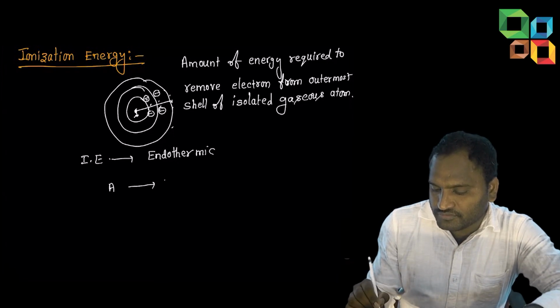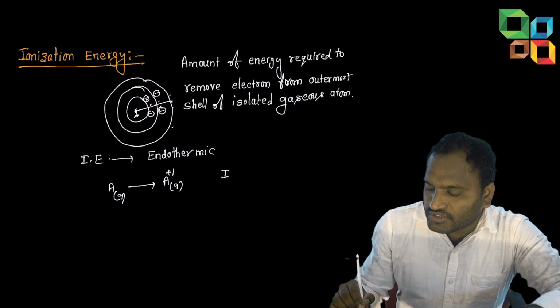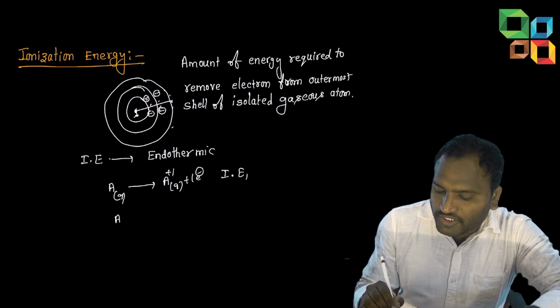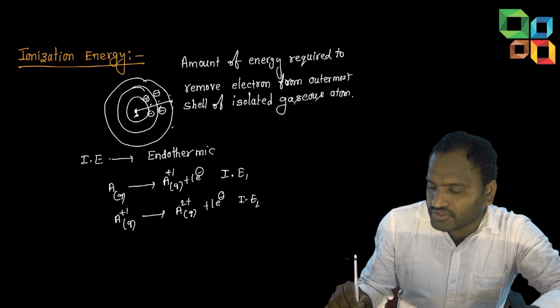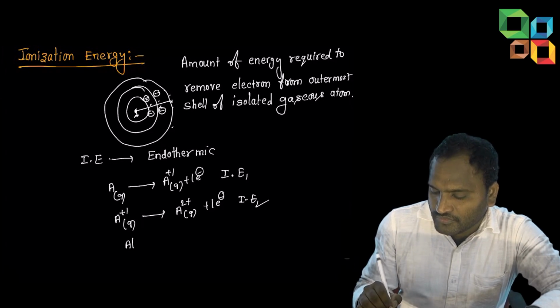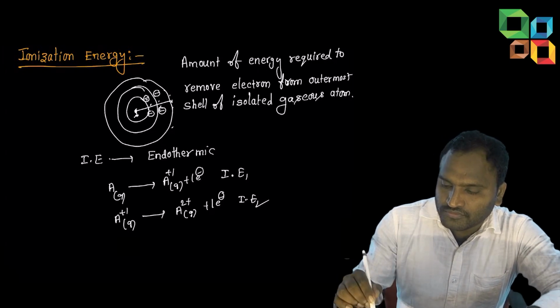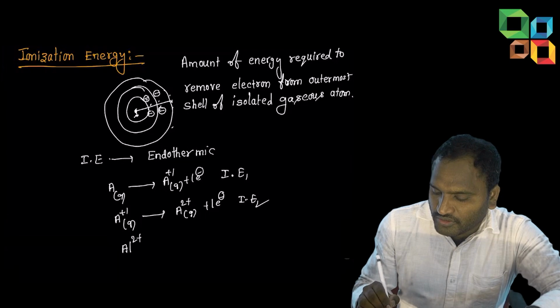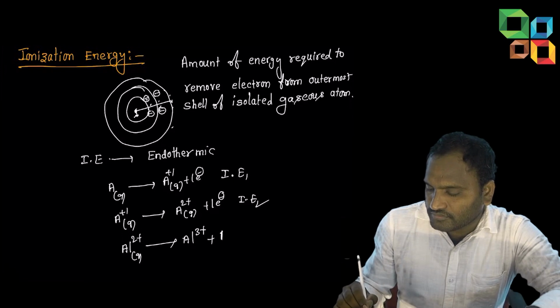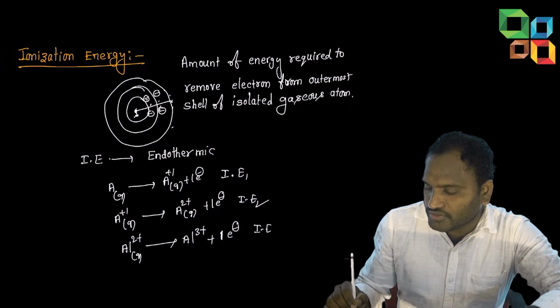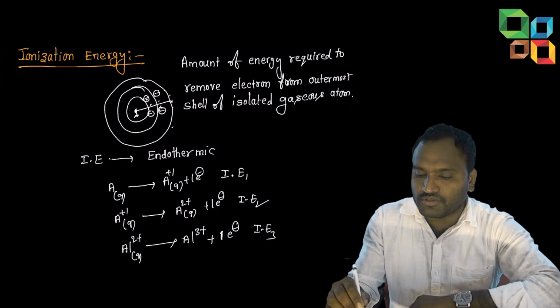I removed one electron from one atom. It will become a monoionic state. Whatever energy I used for this is IE1, since I removed the first electron. If I remove one more electron from the unipositive ion, then it is called second ionization energy. If I remove the third electron from the divalent ion, that is the third ionization energy, for aluminum, writing Al3+.